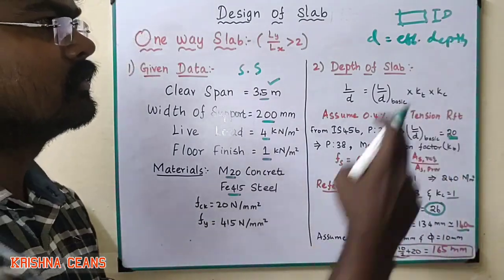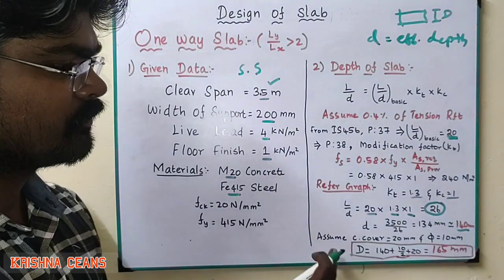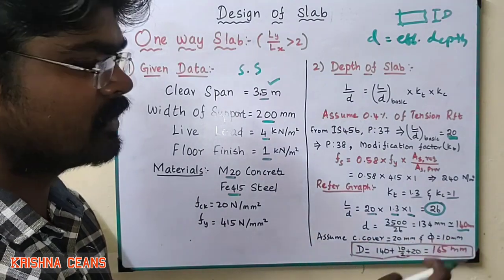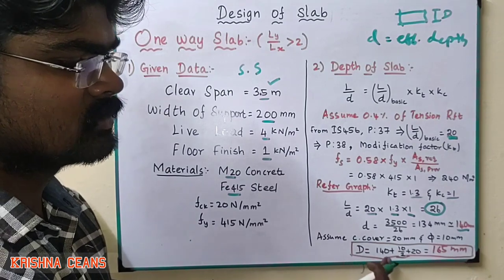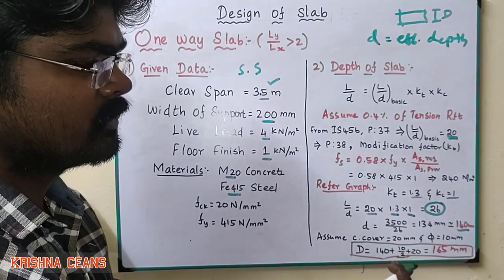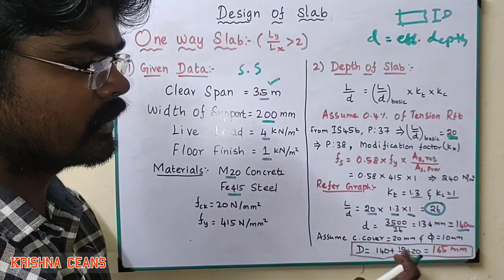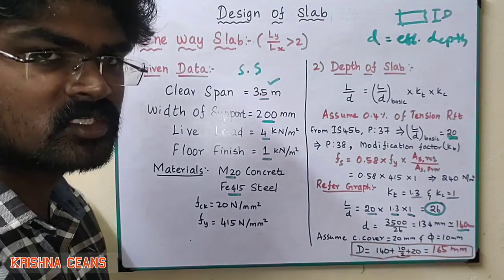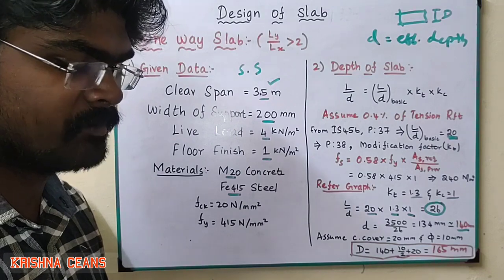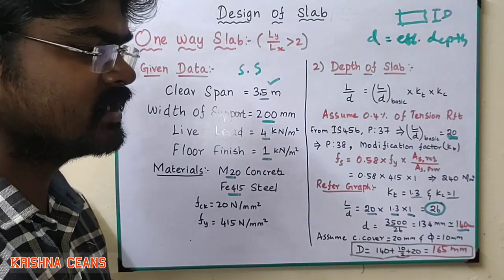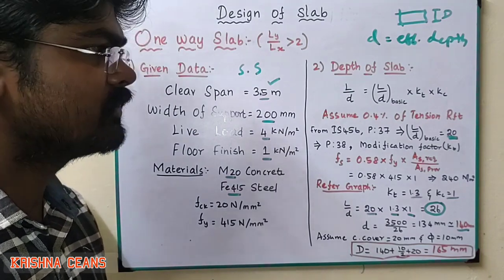In order to find the overall depth, assume clear cover 20 mm and the diameter of the bar is 10 mm. So overall depth is 140 effective depth plus reinforcement dia divided by 2, that is 10 by 2, plus 20, which is equal to 165 mm. So from this step, the depth of slab, we can easily find the overall depth of the slab.